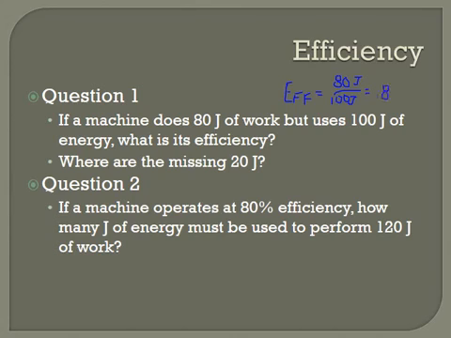And notice that the joules cancel. So this is actually a unitless quantity. Another way of saying 0.8 is also 80%. So this machine is 80% efficient. That's one way of saying it.